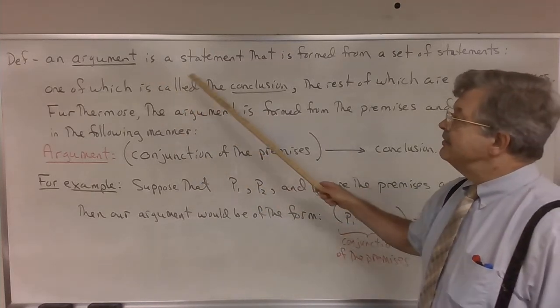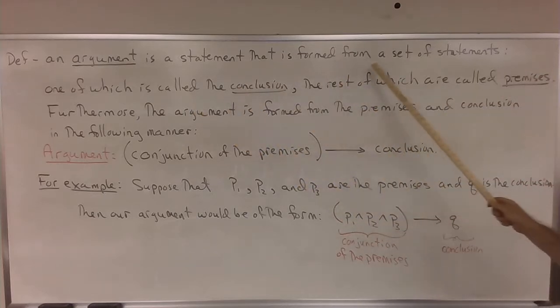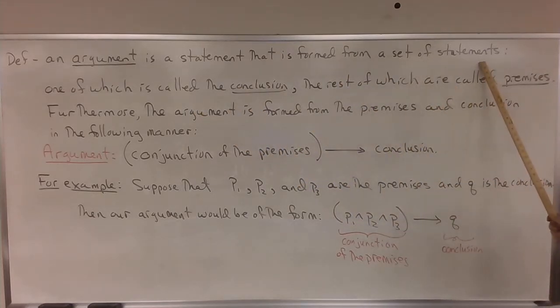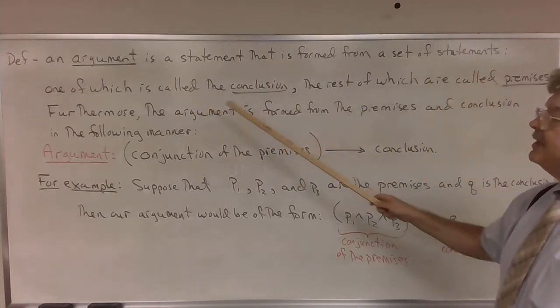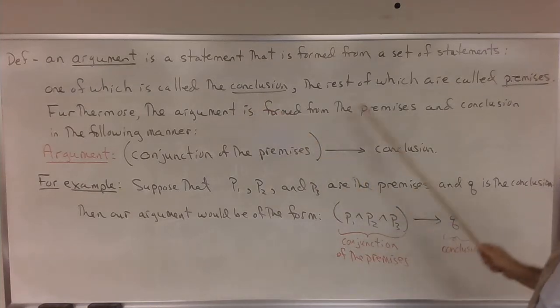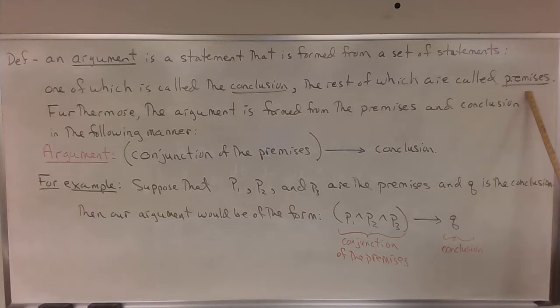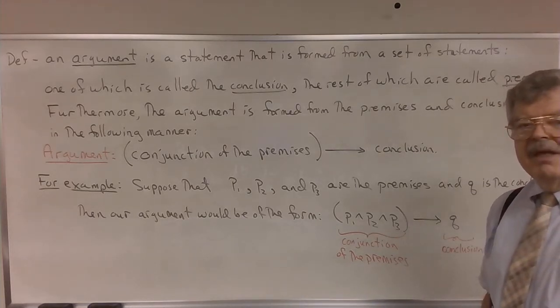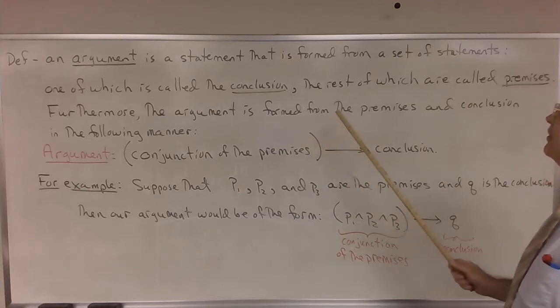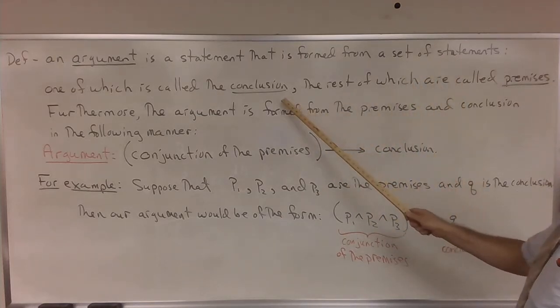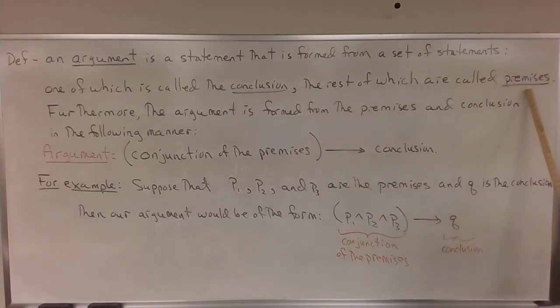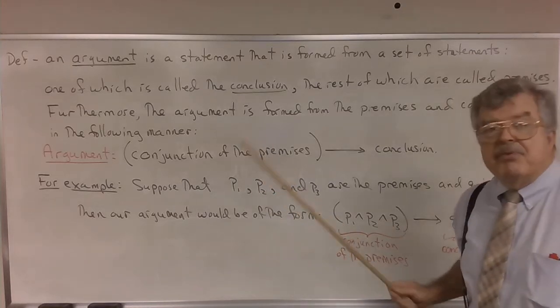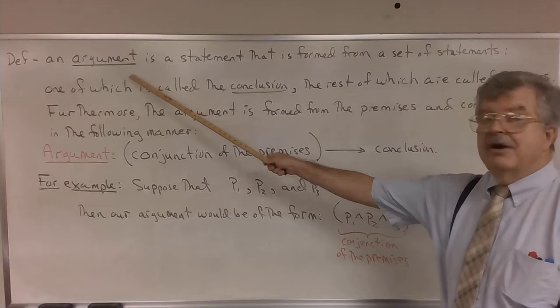An argument is a statement that is formed from a set of statements, one of which is called the conclusion, the rest of which are called premises. So we have a bunch of statements. One of those statements is called a conclusion. The rest of the statements are called premises. And we put them together and we form an argument.